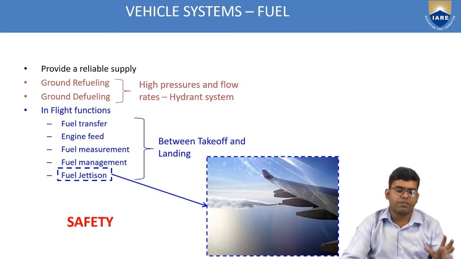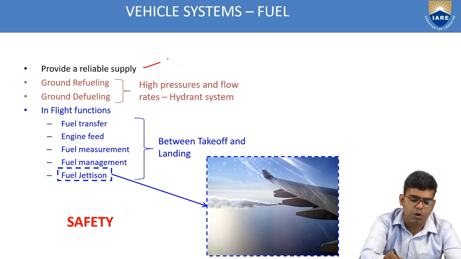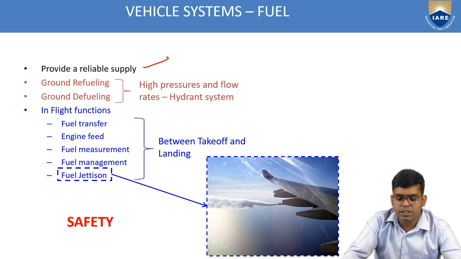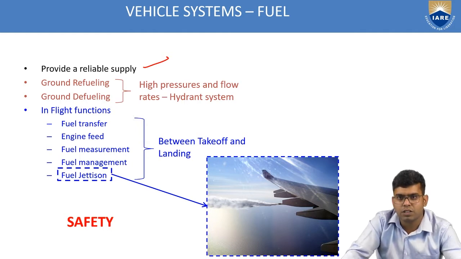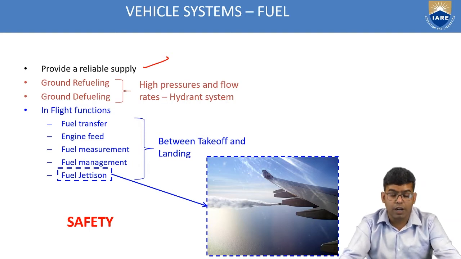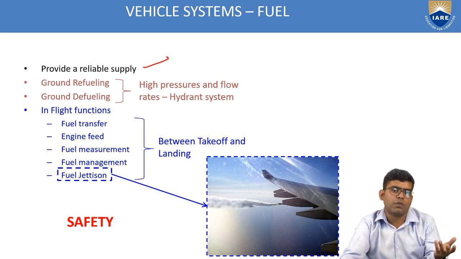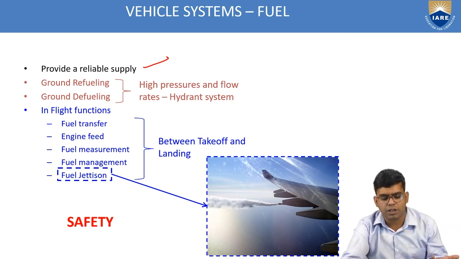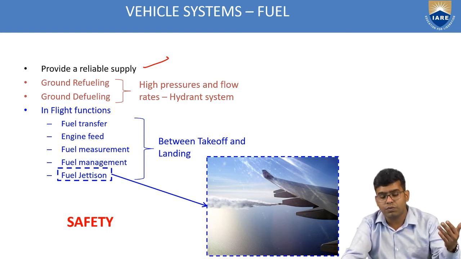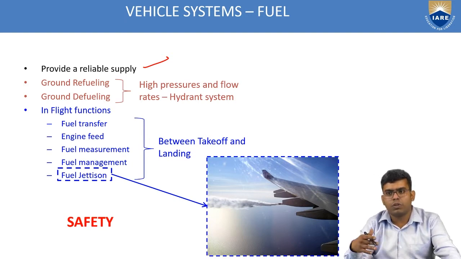Okay, what is the first main aim of a fuel subsystem? The fuel system is to provide a reliable supply of fuel that is required for the mission of the aircraft. Second, in the fuel subsystem we also have characteristics other than just providing supply: we have refueling and defueling, which is highly important, and other in-flight functions. In-flight functions are fuel transfer for the maintenance of gravity, engine feed, where we need fuel to the engine so that we can propel the aircraft. We have the fuel measurement and fuel management system: from which tank should I take and where should I put this fuel, and so on.